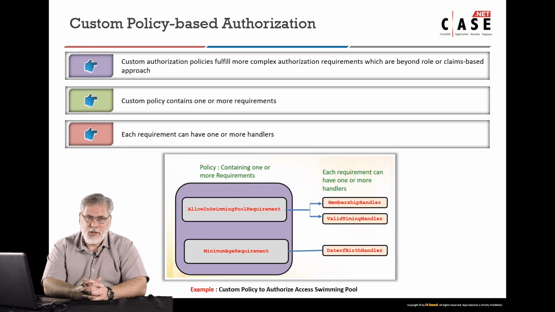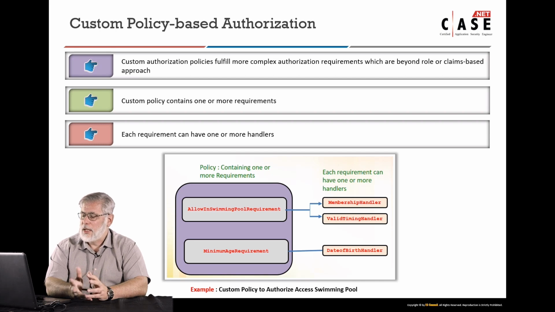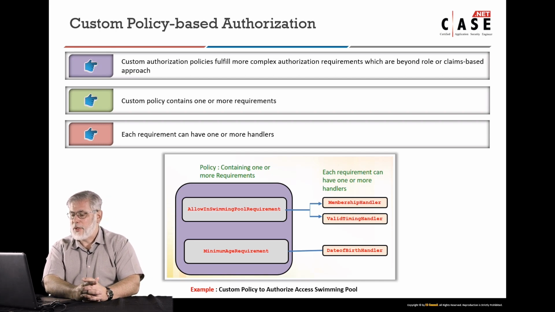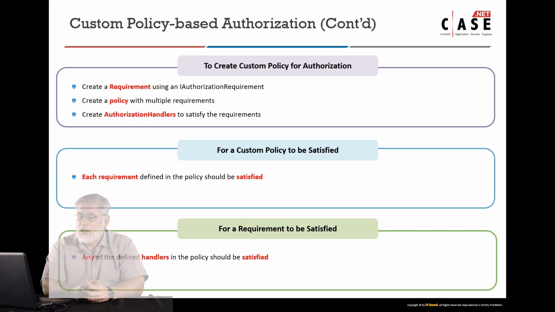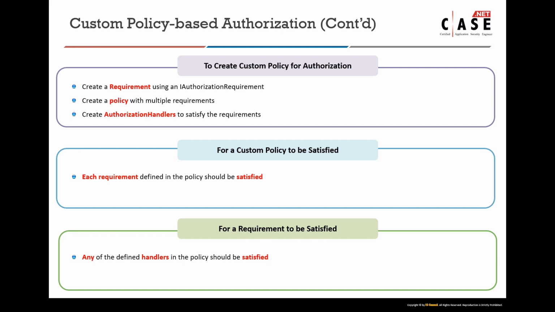Custom policy-based authorization. As you already know, anything custom is far more flexible, but far more work for the programmer. Here you have complex authorization that goes beyond role or claims-based, and you have one or more requirements, and each of those can have one or more handlers. And you can see here a chart showing you some of those requirements and the handlers. So to create this, we need to first create a requirement, then create a policy, then create authorization handlers. Then each requirement defined in the policy must be satisfied.